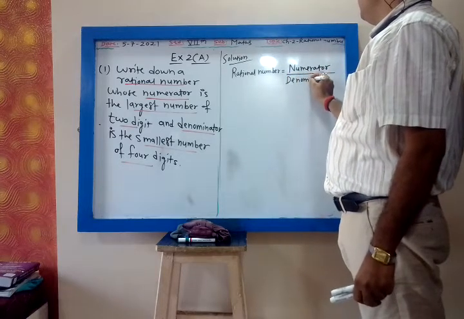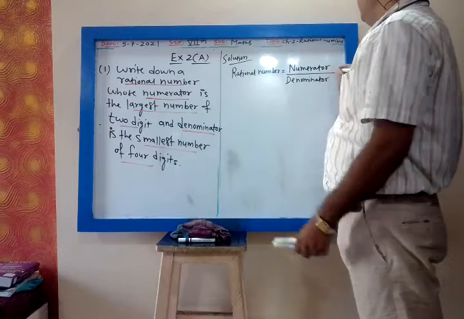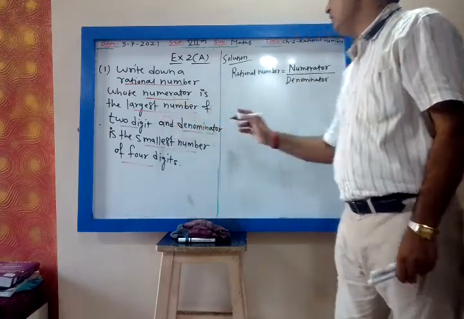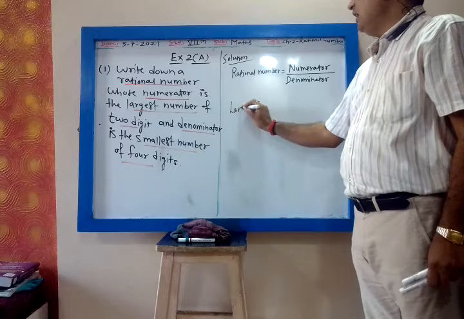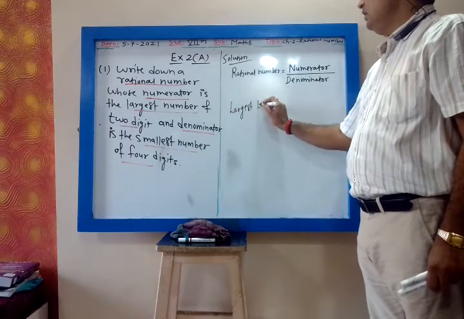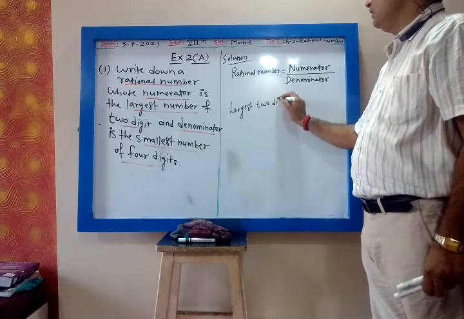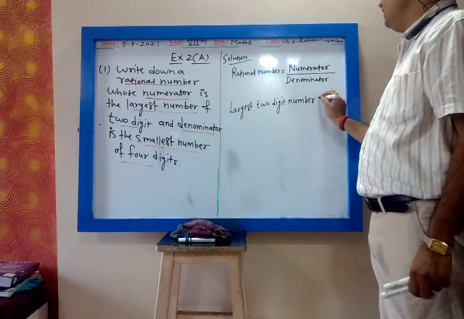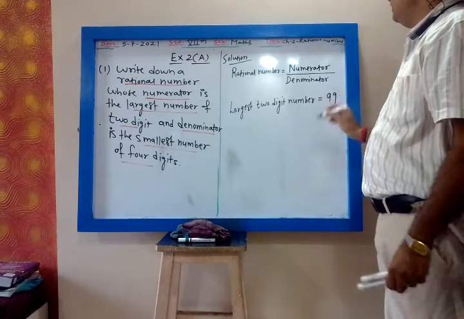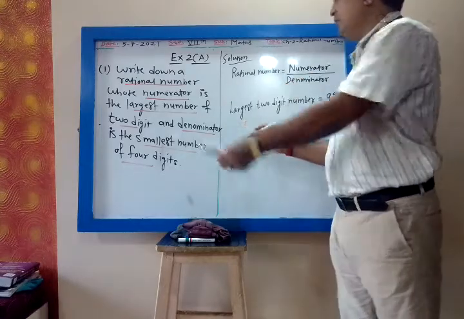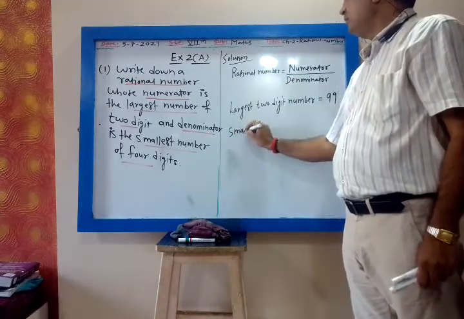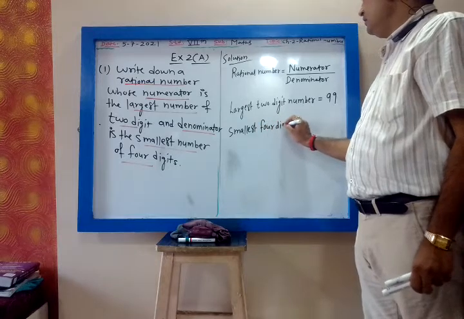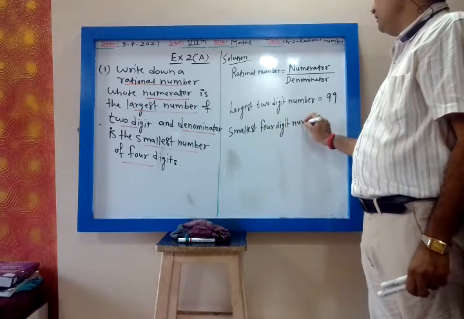Numerator upon denominator. Okay. And what will you take as the numerator? You will take the largest number of 2 digits. So let us see what that is. What is the largest 2 digit number? 99. And the smallest 4 digit number is 1000.